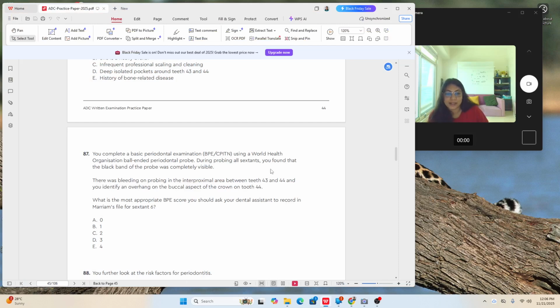During probing all sextants, you found that the black band of the probe was completely visible. So at least you know the score is either 0, 1 or 2, correct? Now you have to choose which one. Now there was bleeding on probing, so immediately it is not 0. It is 1 or it is 2.